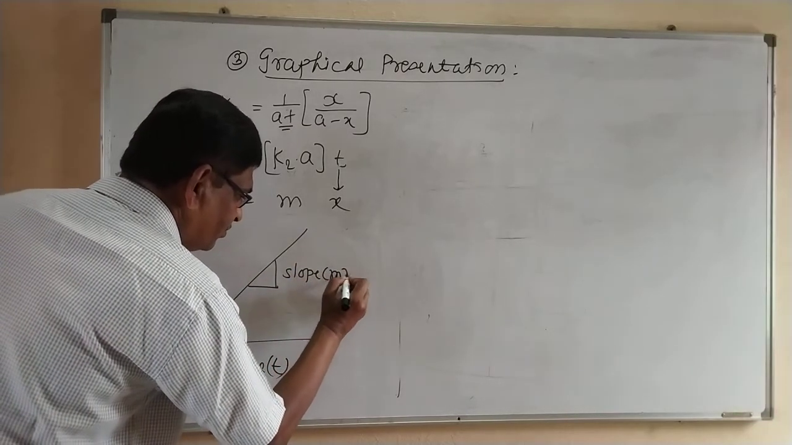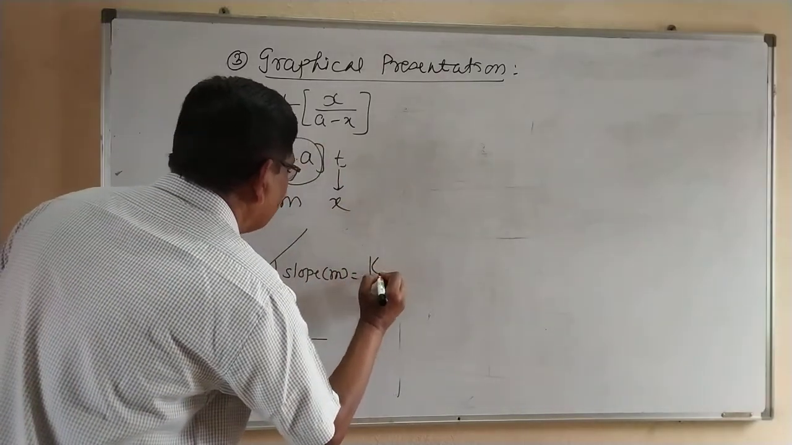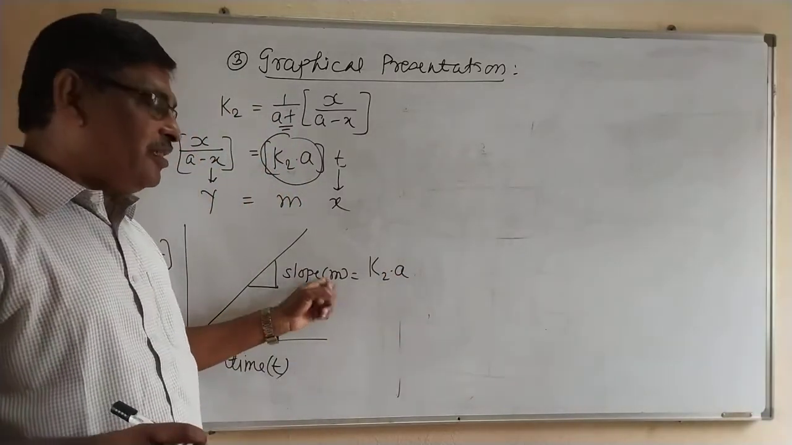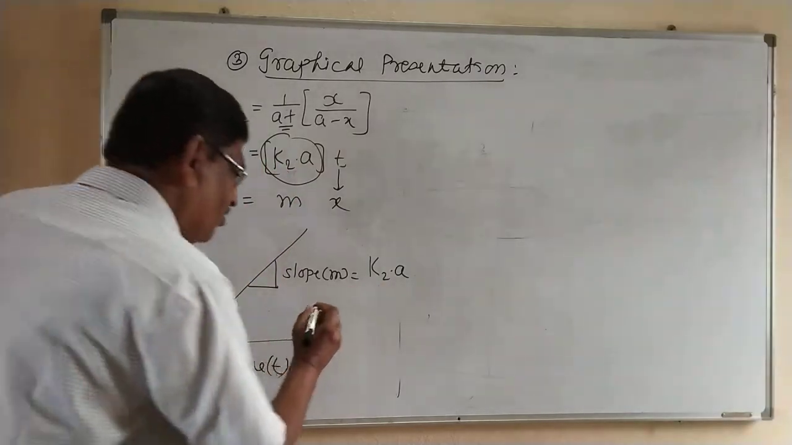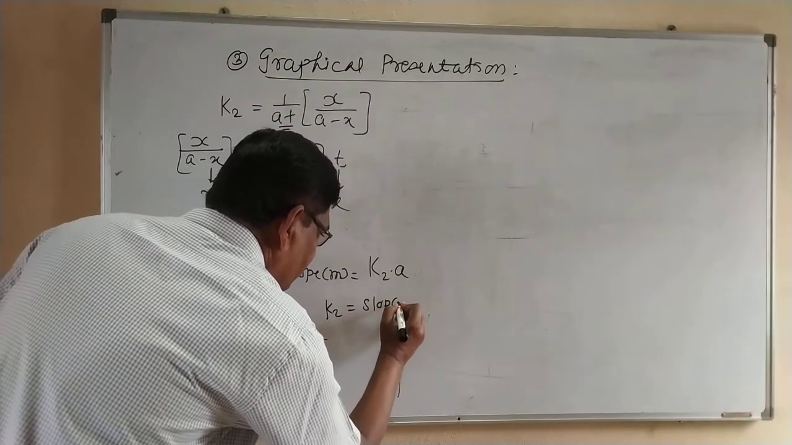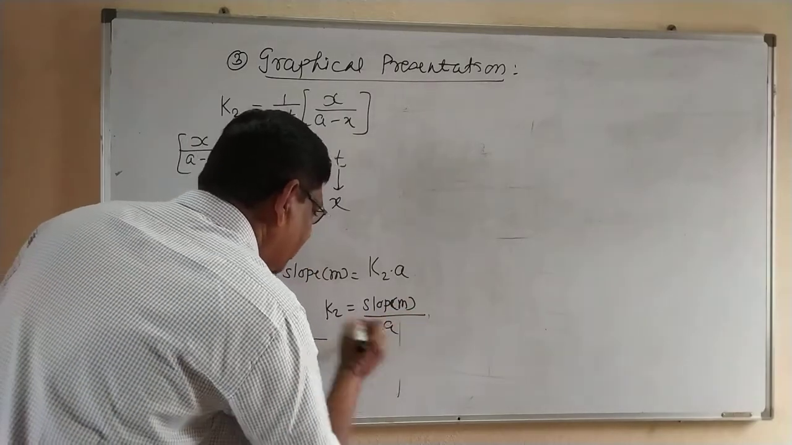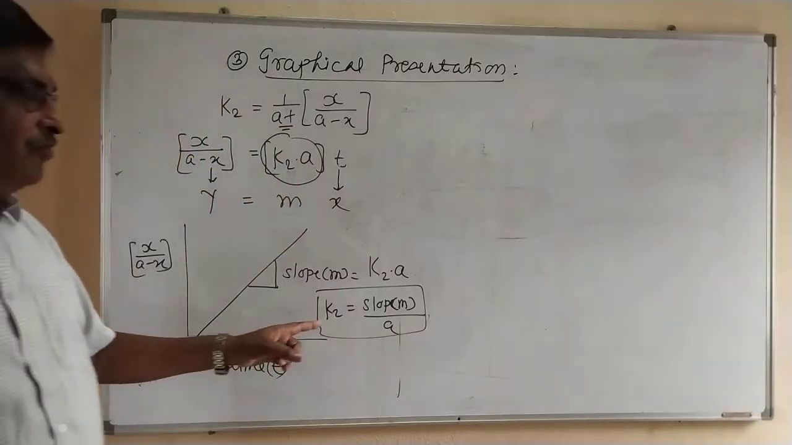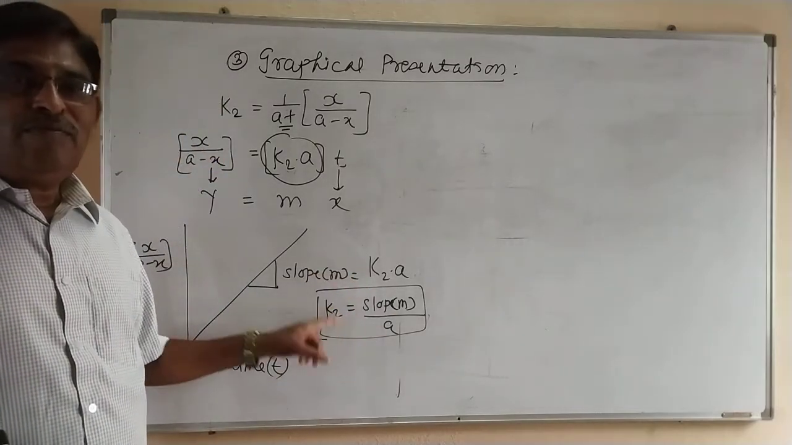That is the nature of the line. Here the slope of the line is K2 into a. If the slope is known to you, then we can easily find out the rate constant for a second order reaction. That is, K2 is equal to the slope m over the initial concentration. Once the slope is known, we can easily find the rate constant for a second order reaction from the graph.